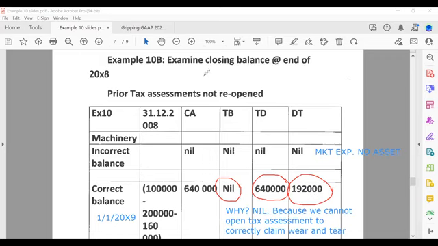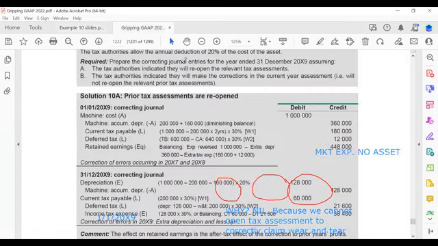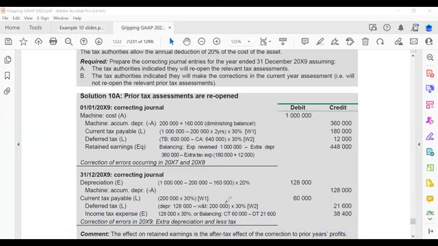So if you refer to your textbook then, your textbook, if I could just clear my drawings and scroll down to example 10B for you.